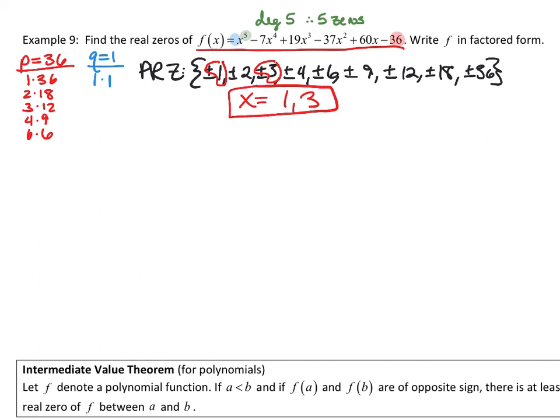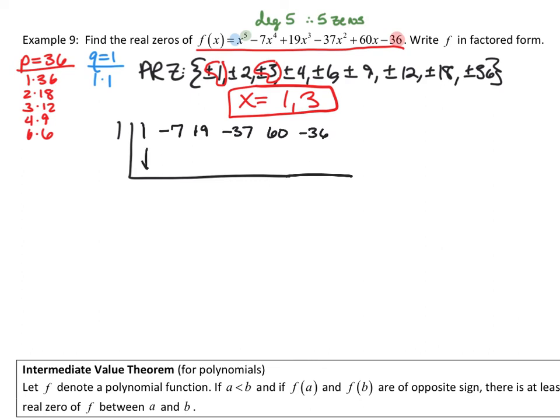Okay, let's start doing some synthetic division to see where we end up after that. So let's do 1 divided into x to the 5th minus 7x to the 4th plus 19x to the 3rd minus 37x squared plus 60x minus 36. Oops, didn't make my thing long enough. Okay, bring down, multiply, add, multiply, add, multiply, add, multiply, add, multiply, add. Whew, remainder 0, that's what we wanted.